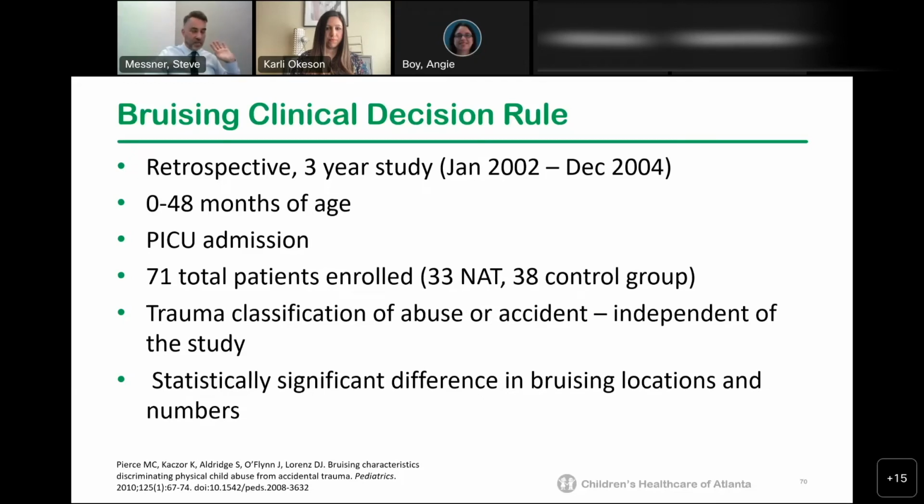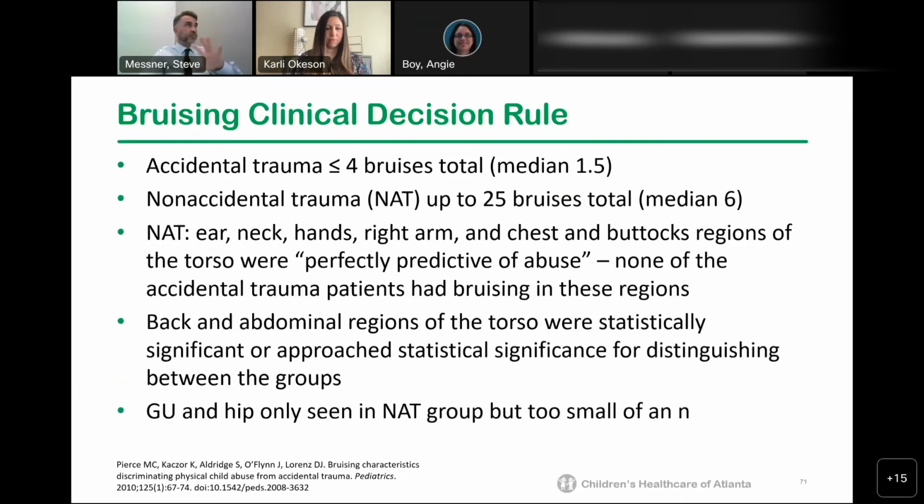And what they found was that there was a statistically significant difference in the bruising locations and the numbers between the abuse group, the NAT, non-accidental trauma group, and the accident group. In the accident group, it was a small number of bruises, less than or equal to 4 bruises total, with a median of only 1.5, versus the non-accidental trauma group up to 25 bruises, and the median was 6, so 4 times that of the accident group.